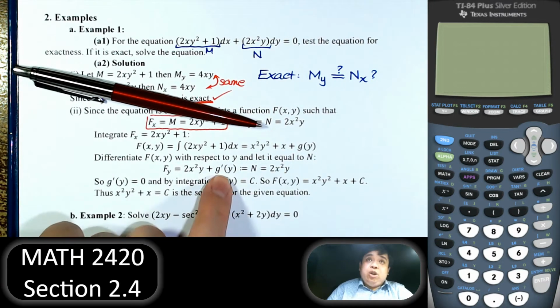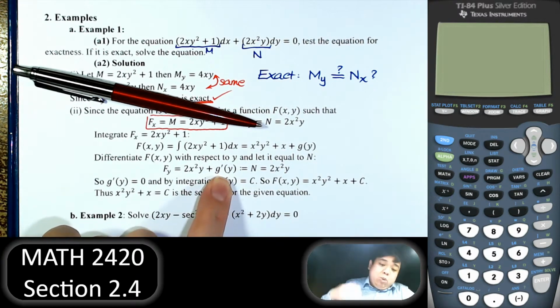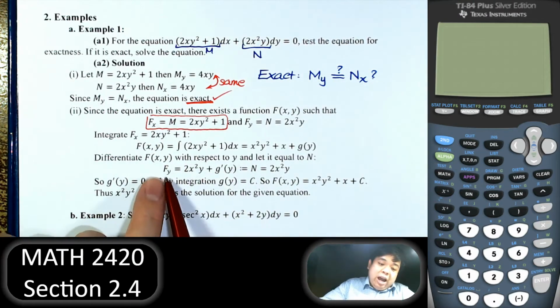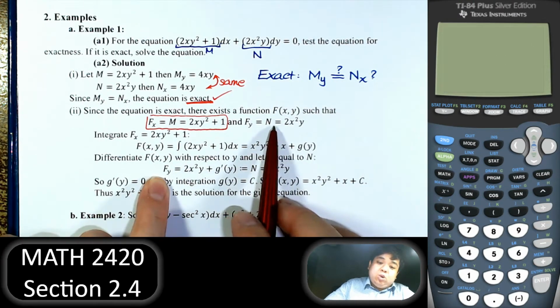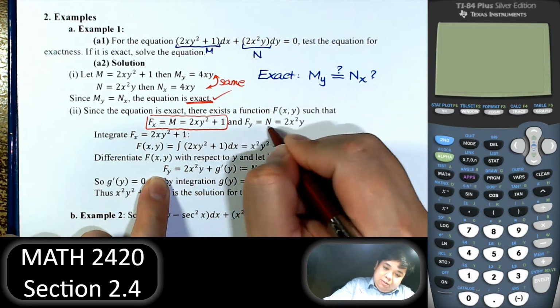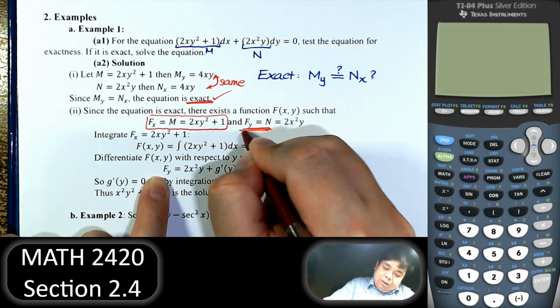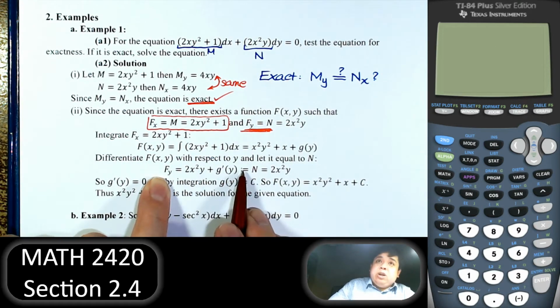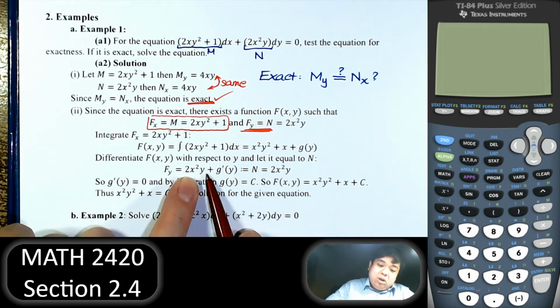Derivative of g is g prime. Now, when we take the derivative with respect to y, f sub y is supposed to be equal to n, right? So we let that equal to, meaning we make that equal to n. So now we match on both sides.